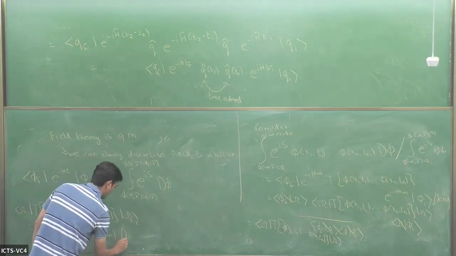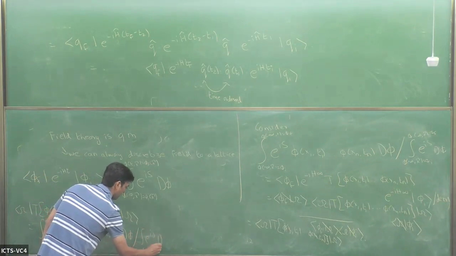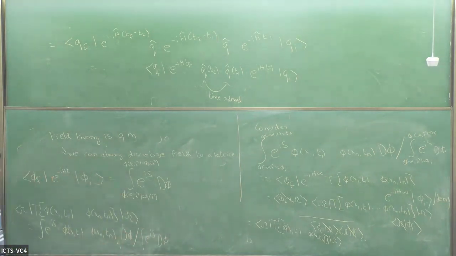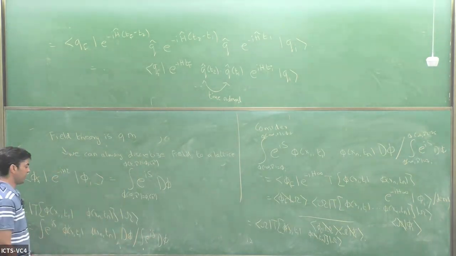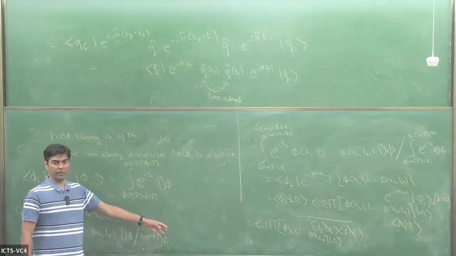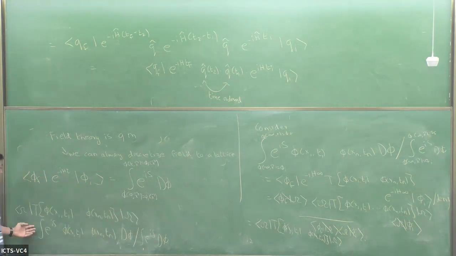D phi. So you have to normalize the path integral by e to the iS. Sometimes, people might not even write the denominator, by which it's understood the denominator is just set to 1. You normalize the measure so the denominator is set to 1. But this is the formula that we have finally for correlation functions.